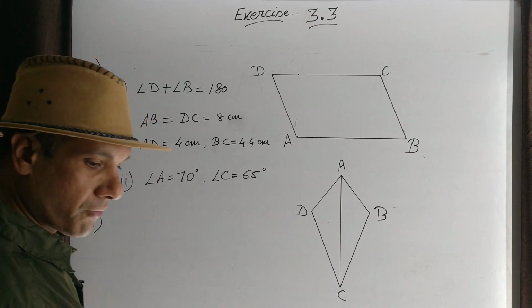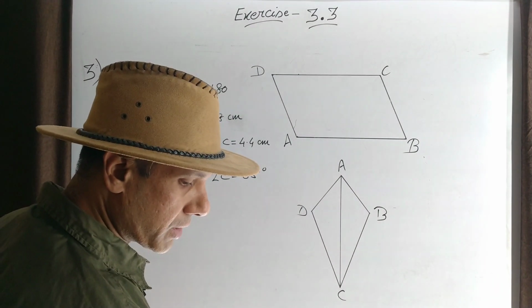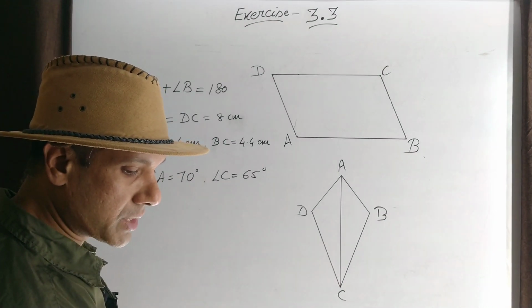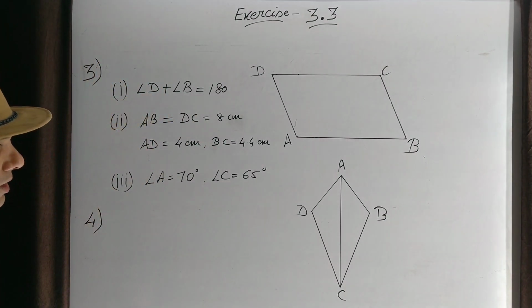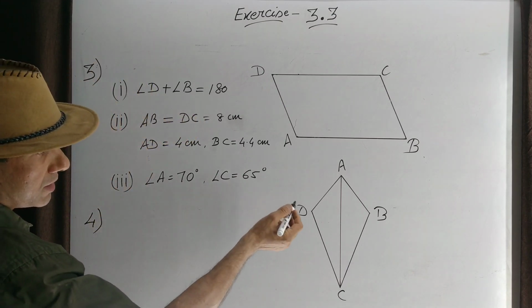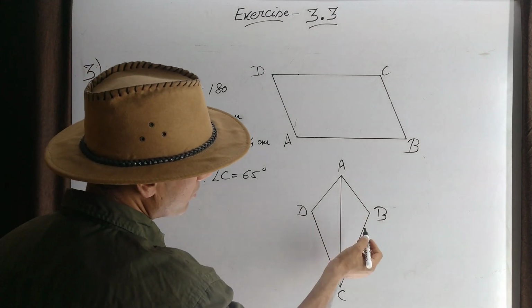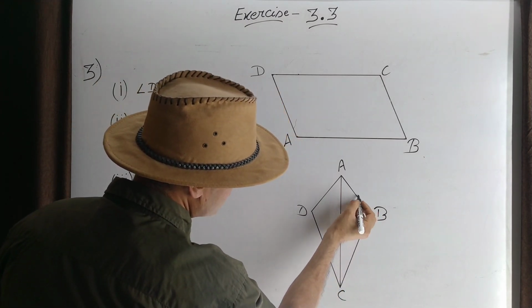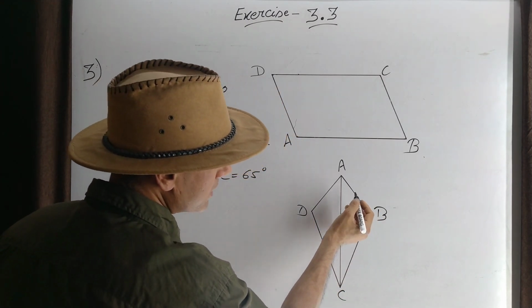So moving on to question number 4. Draw a rough figure of a quadrilateral that is not a parallelogram but has exactly two opposite angles which are equal. A quadrilateral, we can take this figure. This is a quadrilateral, 4 sides, and this I have drawn as a kite.